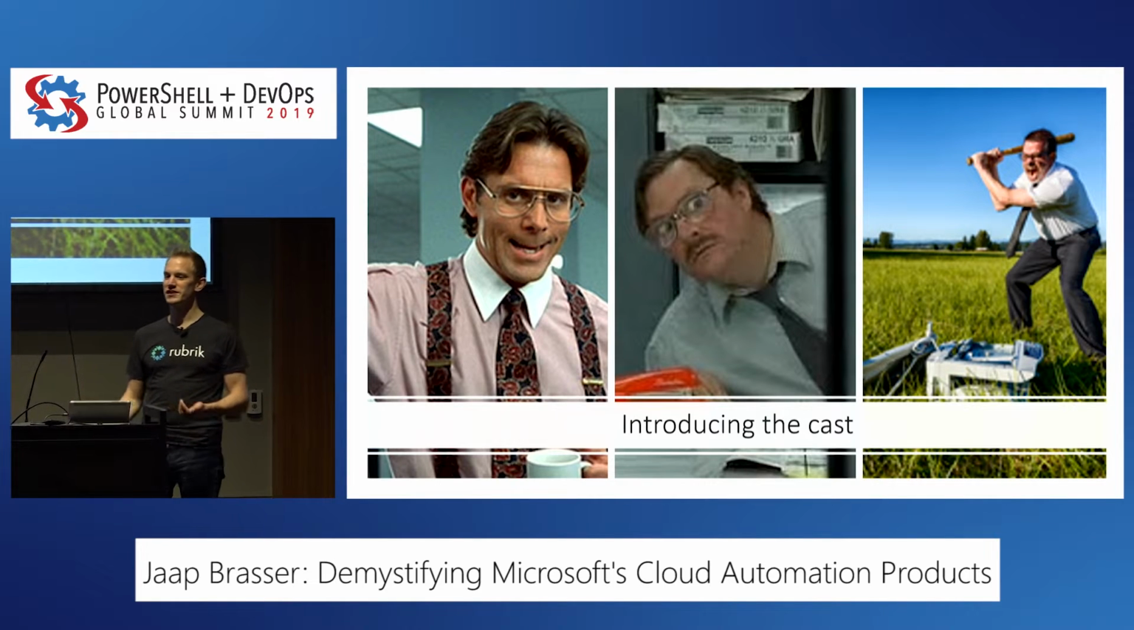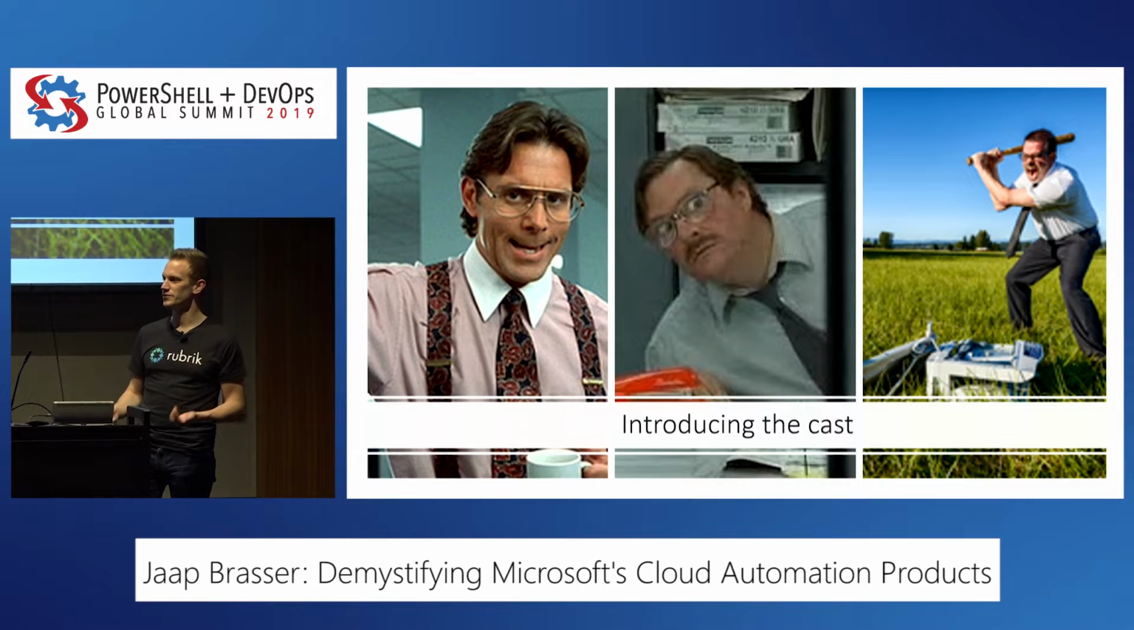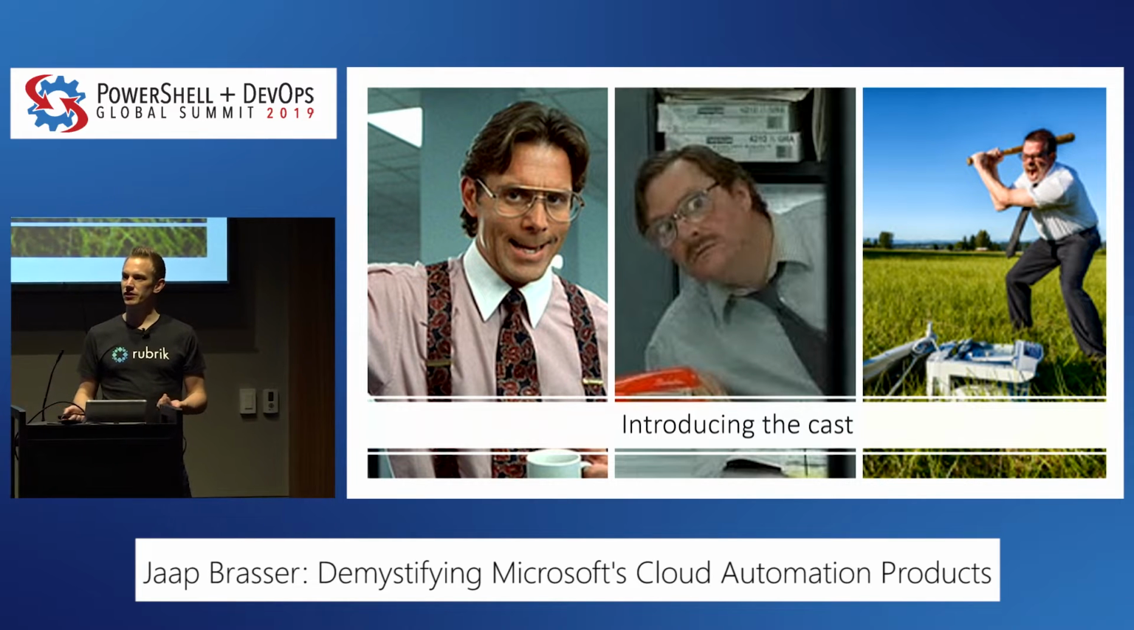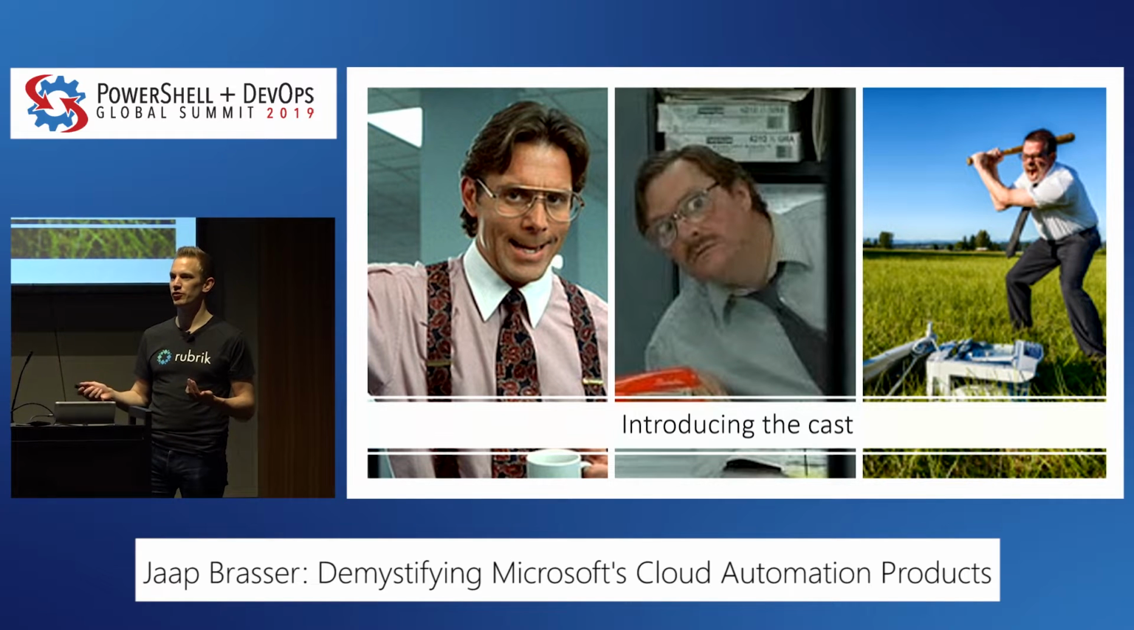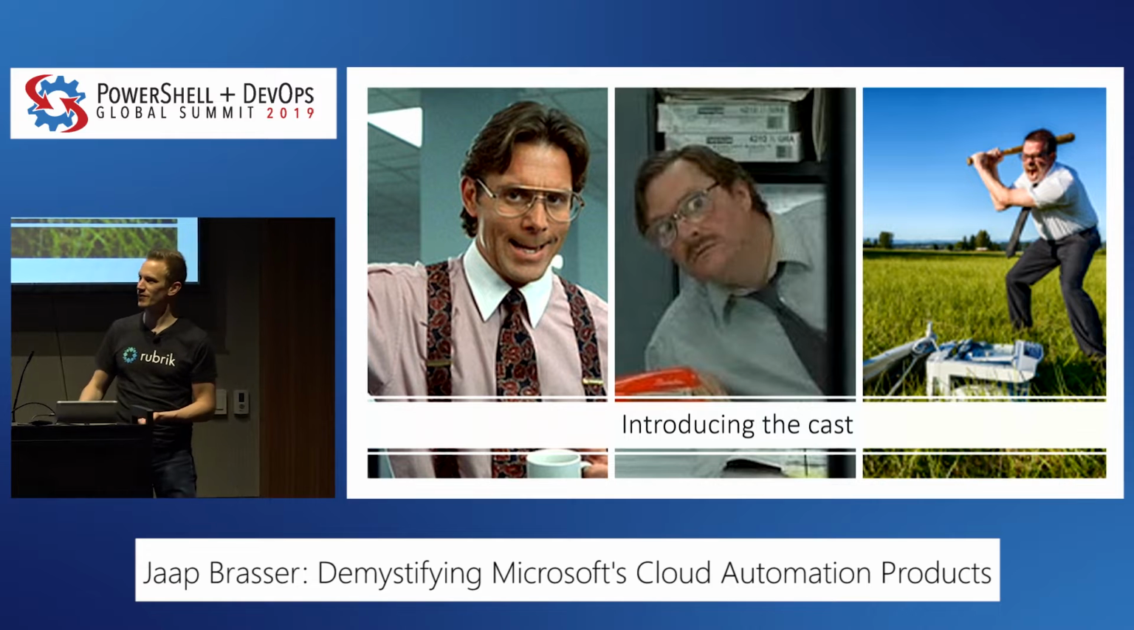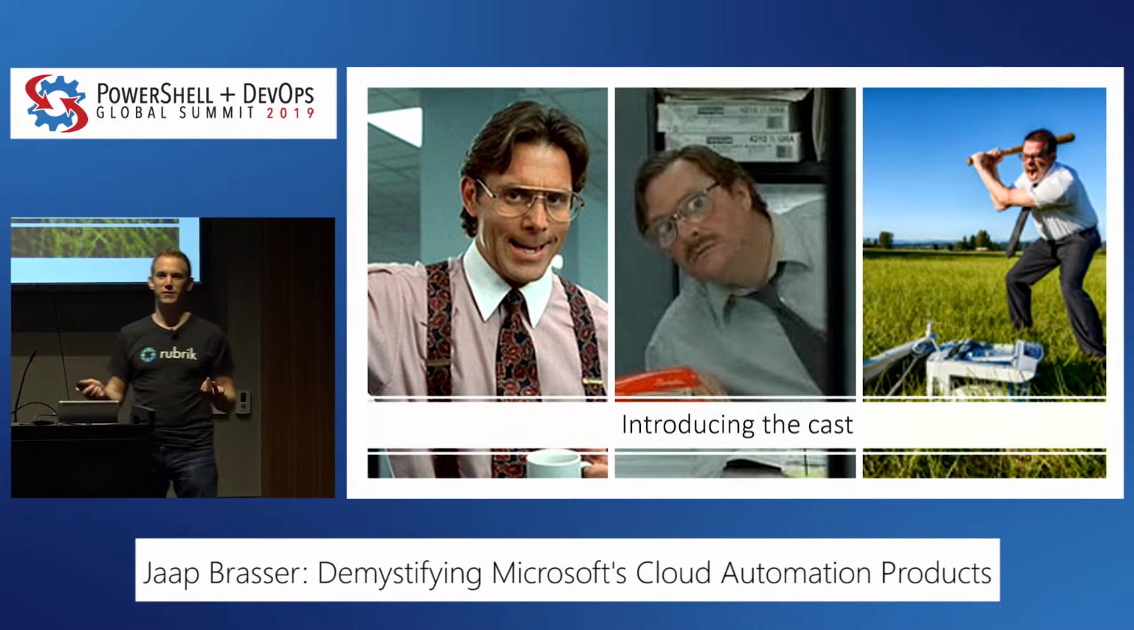So let's introduce the cast of people. As I'll be talking about the different ways of automating things, we have a couple of different people in the organization. We have the manager on the left, we have the end user in the middle, and we have the sysadmin on the right.